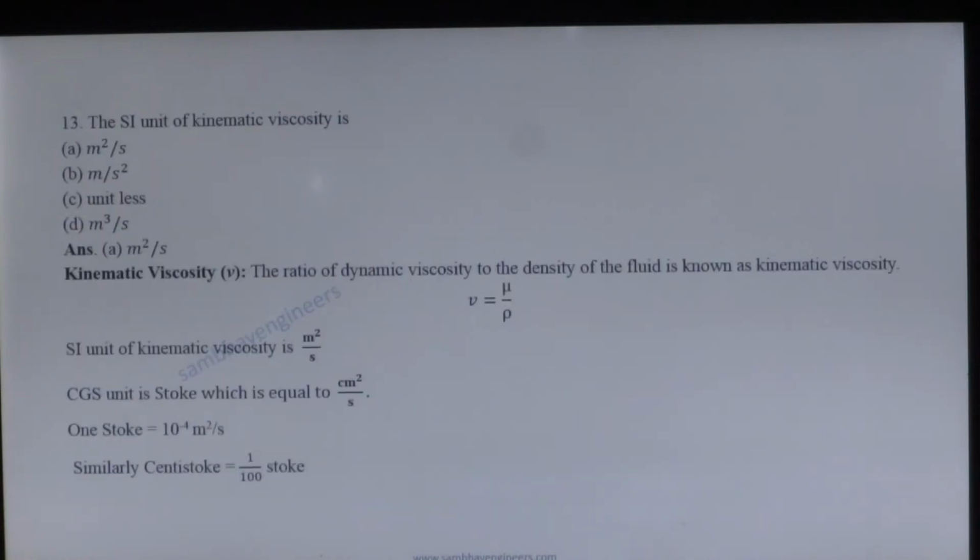Next question. The SI unit of kinematic viscosity is. The ratio of dynamic viscosity to density of the fluid is known as kinematic viscosity. The SI unit of kinematic viscosity is meter square per second. CGS unit is stokes, which is equal to centimeter square per second. 1 stokes is equal to 10 to the power minus 4 meter square per second.